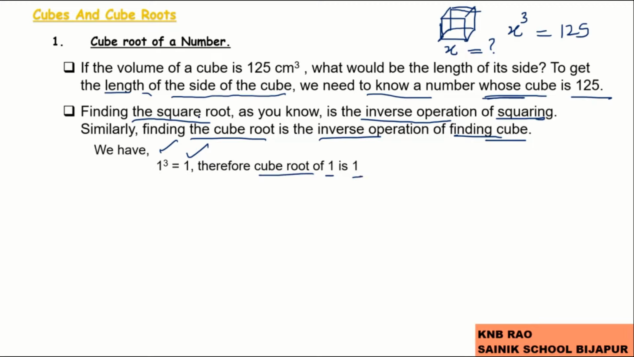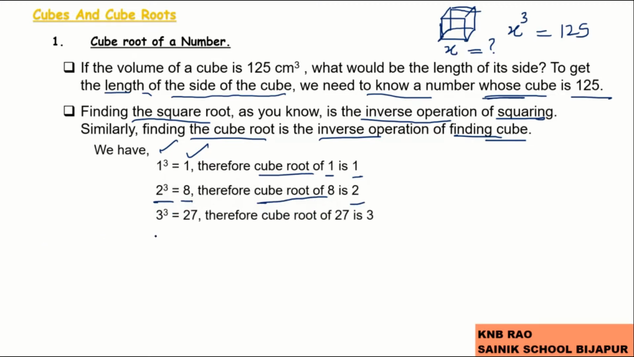With some more examples, let me explain. You know, 2 cube is 8. That means cube root of 8 is 2. And with one more example, let us take 3 cube is 27. Therefore, cube root of 27 is 3.